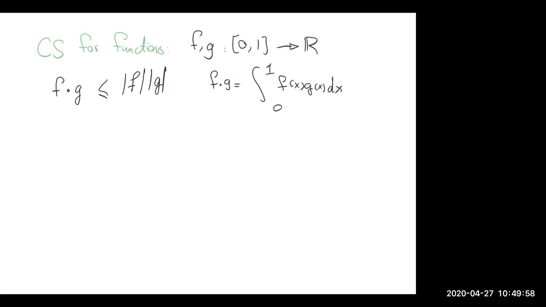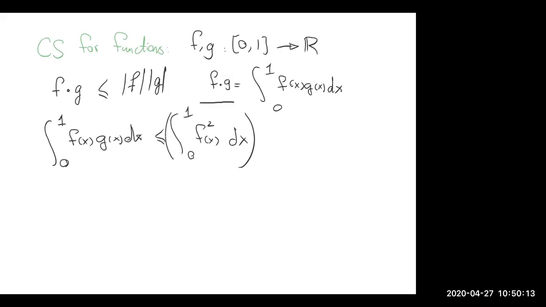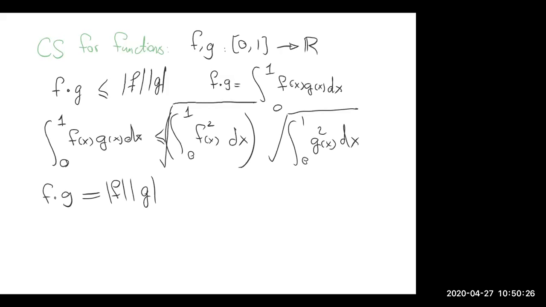So here we get the integral from 0 to 1, f of x, g of x, dx is less or equal than the square root of the integral from 0 to 1 of f of x squared dx, times the square root of the integral from 0 to 1 of g of x squared dx. Again, here we would have the equality if and only if one of these functions is k times the other one, where k is a real number.